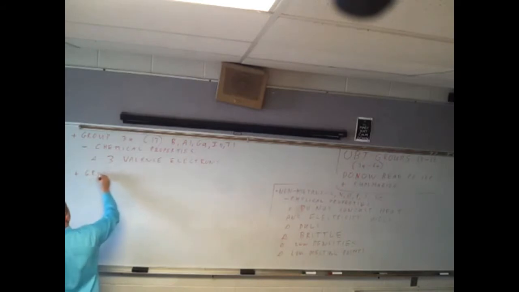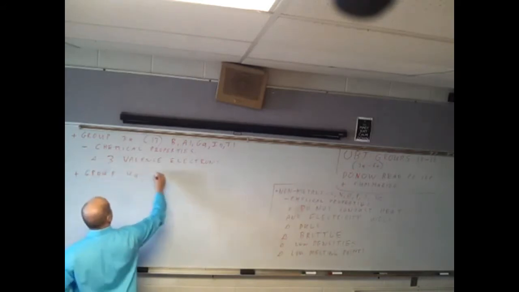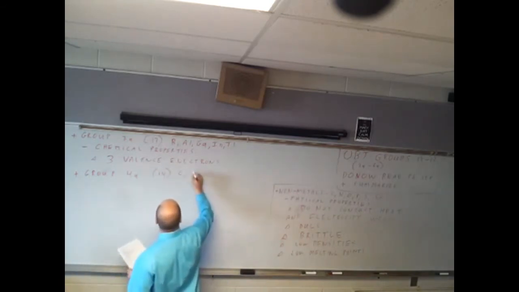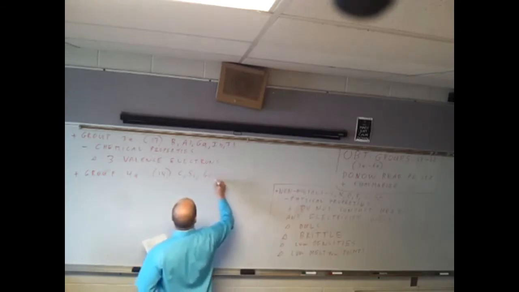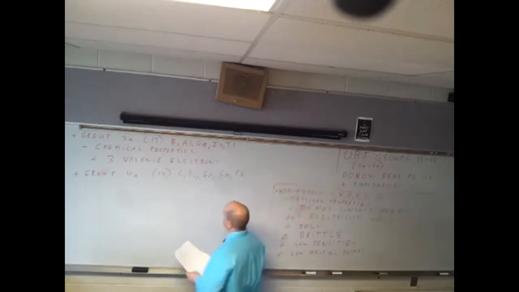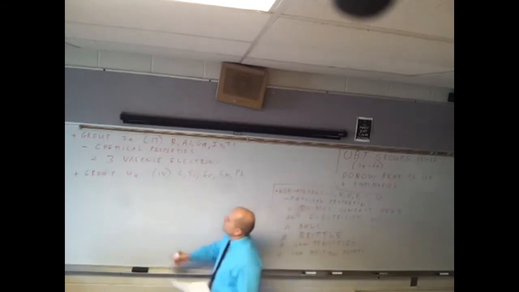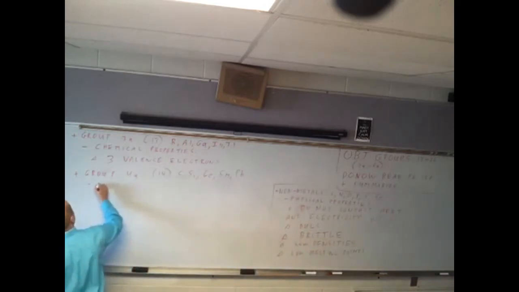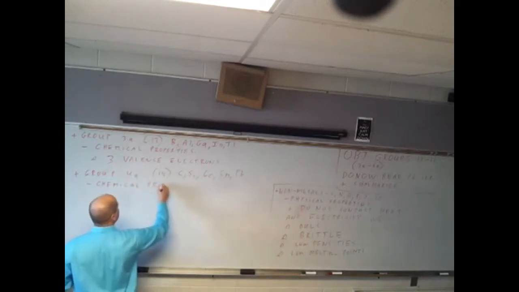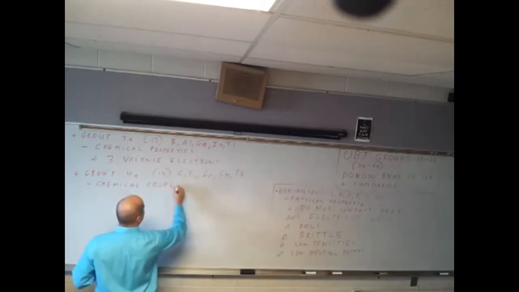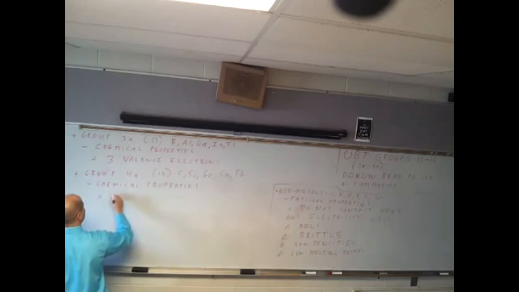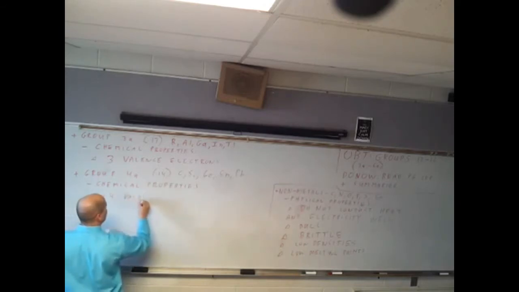Let's do group 4. Group 4, we got carbon, silicon, germanium, tin, and lead, right? Yeah. There we go. Okay, is this group 4 or 14? Chemical properties. This one has 4 valence electrons. Yes, they have 4 valence electrons.